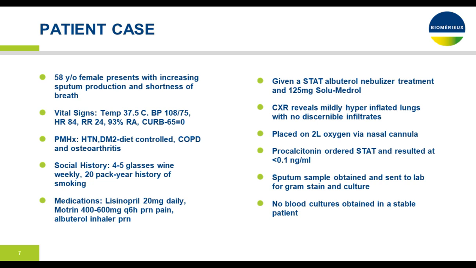She was given a stat albuterol nebulizing treatment and 125 milligrams of methylprednisolone in the emergency room. Her chest x-ray reveals a mildly hyperinflated lung with no discernible infiltrates. She's placed on 2 liters of oxygen via nasal cannula. Her measured procalcitonin, which was ordered stat, resulted in a value of less than 0.1 nanograms per ml. Sputum sample obtained and sent to the lab for gram stain and culture, and since the patient was not decompensated, we did not obtain blood cultures.